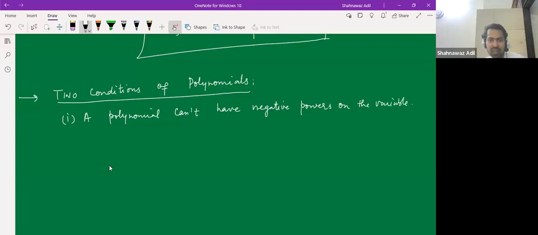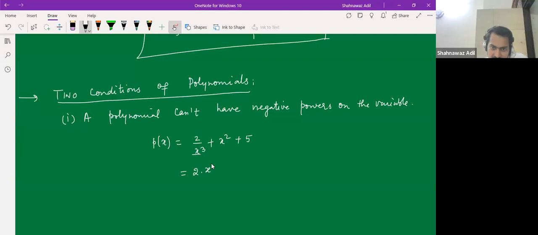So what do I mean by that? Let's say I write a polynomial like this: 2 by x cubed plus x squared plus 5. What is the power of x in here? If I take this x in the numerator, I should write all the powers in the numerator. So what would be the power of x here? 3, and this is in the denominator.